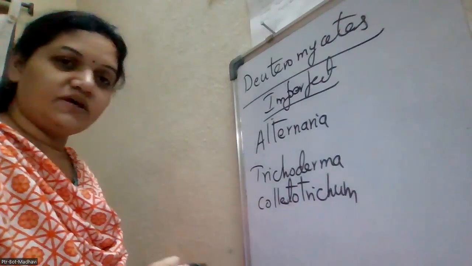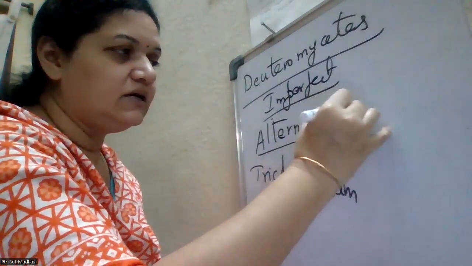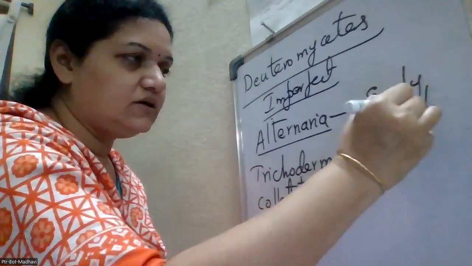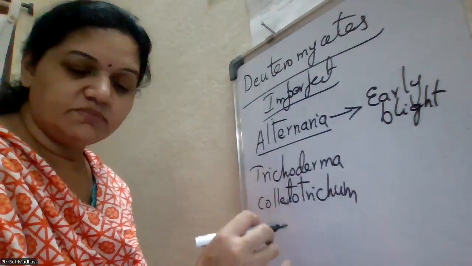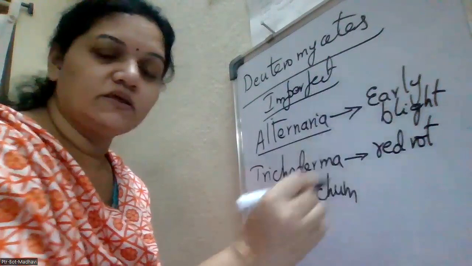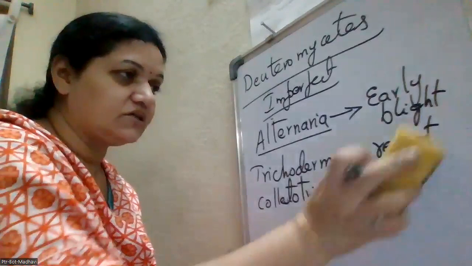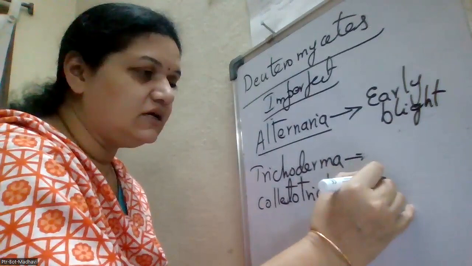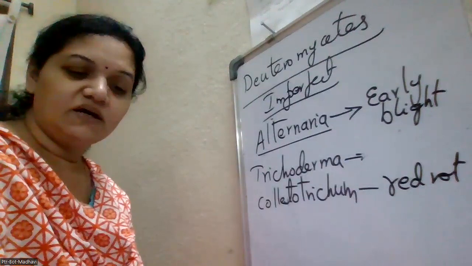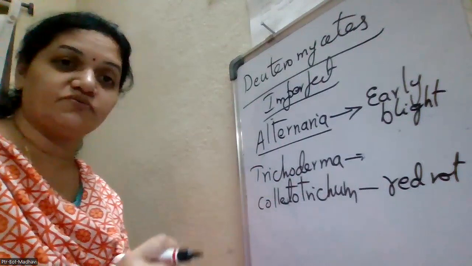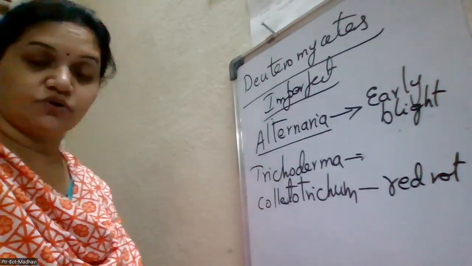So, Alternaria is the one which causes the early blight disease in the rice and in the sugarcane. And the Colletotrichum is the one which causes the red rot disease in the sugarcane. Sorry, I have written it for the Trichoderma. Colletotrichum causes the red rot disease on the sugarcane. And the Trichoderma is the one which gives infections to all the different types of organisms. They go to the animals also. There is a Trichoderma. So like this.